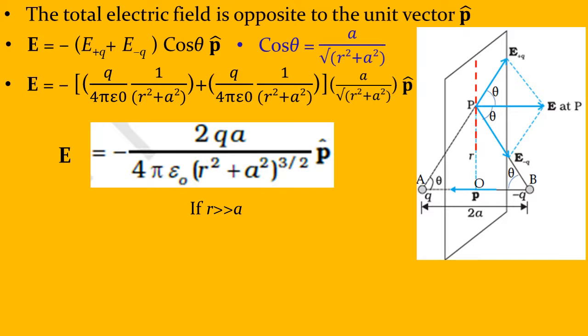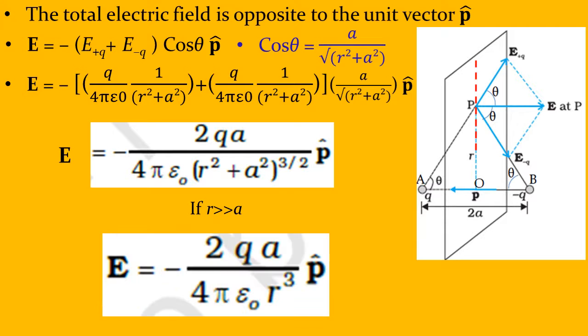Now if R, the distance of the point P from the center of the dipole, is much bigger than A, then I can ignore the higher orders of A in my equation. So I have the electrical field E equal to minus 2QA upon 4 pi epsilon naught R cube and P hat, the unit vector indicating the direction of the dipole. And why do I have this minus sign? Because the electric field is opposite to the direction of the dipole.